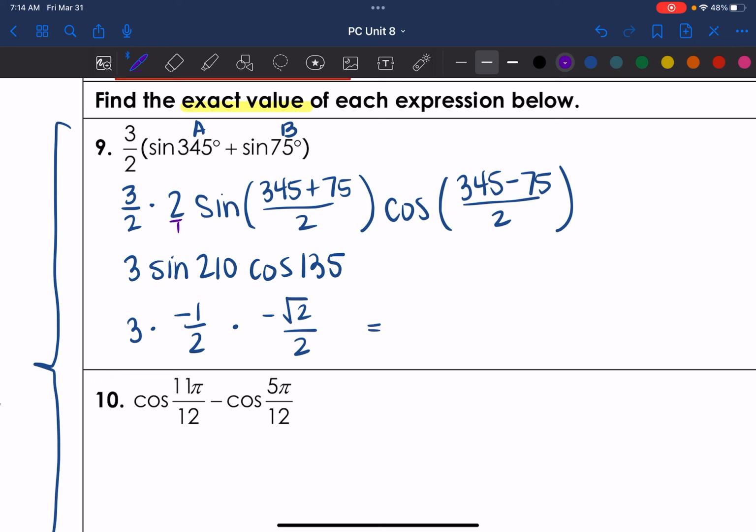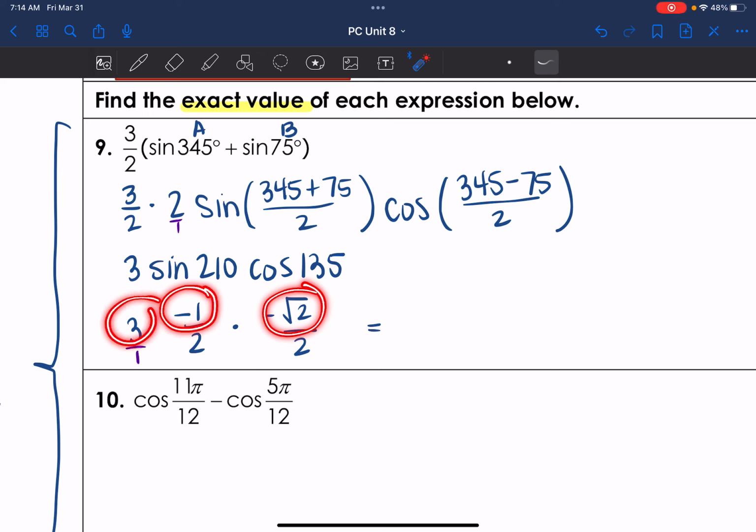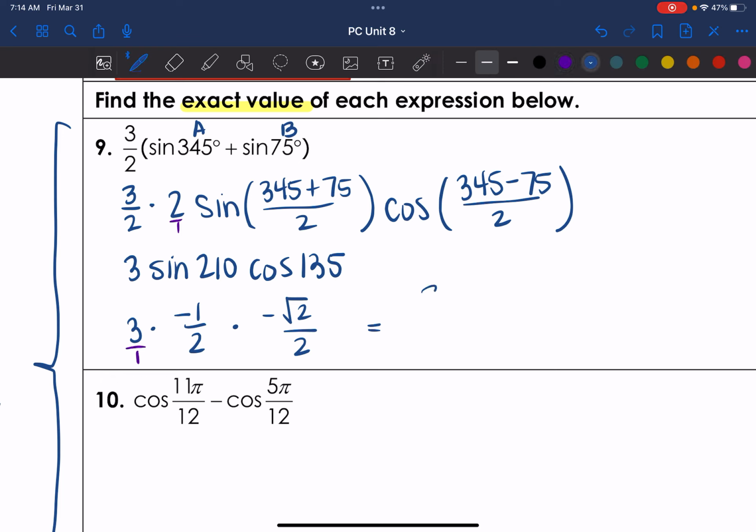So like we said before, whole numbers have an invisible 1. So let's just do all the numerators. Negative square root of 2 times negative 1 times 3. These negatives cancel each other out. So I would just have 3 square root of 2. Then in the denominators, 1 times 2 is 2, times another 2 is 4. You should check to see if anything simplifies, but in this case, it doesn't. That's already our exact value.